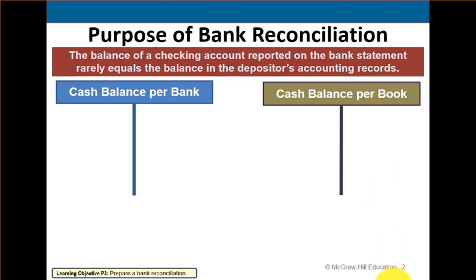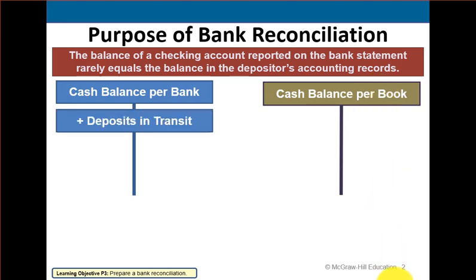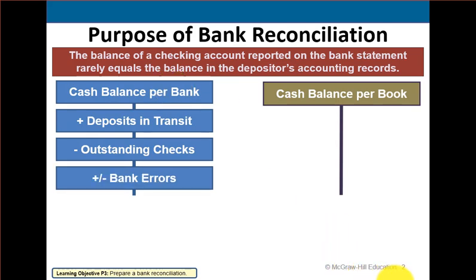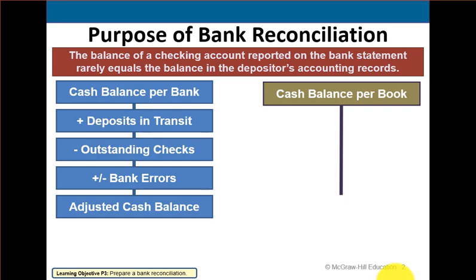And here are some reasons for the differences. The bank, for example, might not know about deposits in transit, which you have to add. And also, they may not know about some outstanding checks that you'll have to subtract from the bank balance. And then also there could be some banking errors. Anyway, we're all trying to get to this, which is the adjusted cash balance.